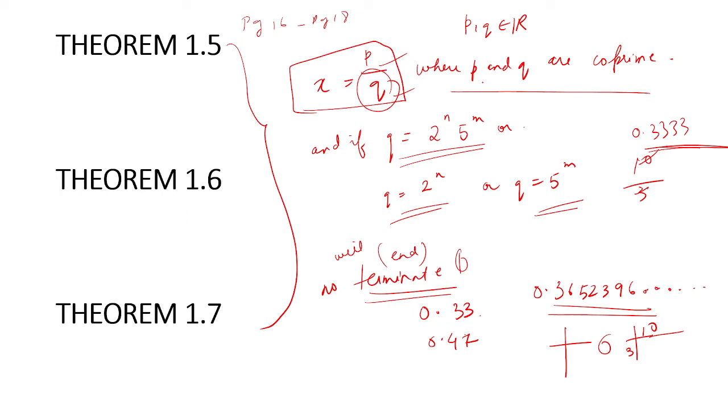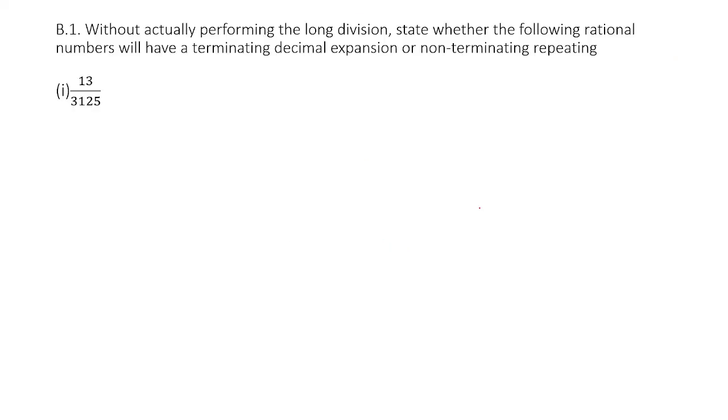Clear. So you just keep this in mind: these important things about how p and q should be co-primes, and q should be in the form 2 to the power n, or 5 to the power m, or 2 to the power n times 5 to the power m. Only if q is in one of these forms will the number terminate. Clear?